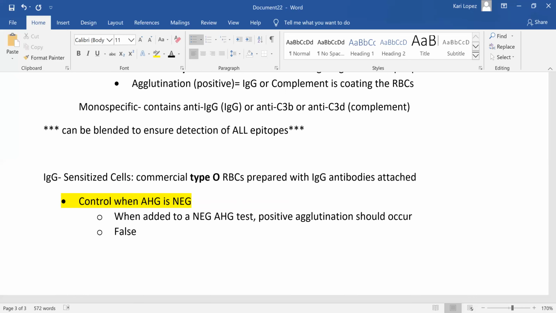We have false negatives. What can happen is no AHG was added. And if anyone can remember why I said that this is what the manufacturers did to eliminate this problem, they dyed it green. I believe it's green. So you can tell when you look in the tube, if it has a greenish tint to it, you know you've added the AHG. Or the AHG didn't react, or red blood cells were not adequately washed. So you always have a check for that.